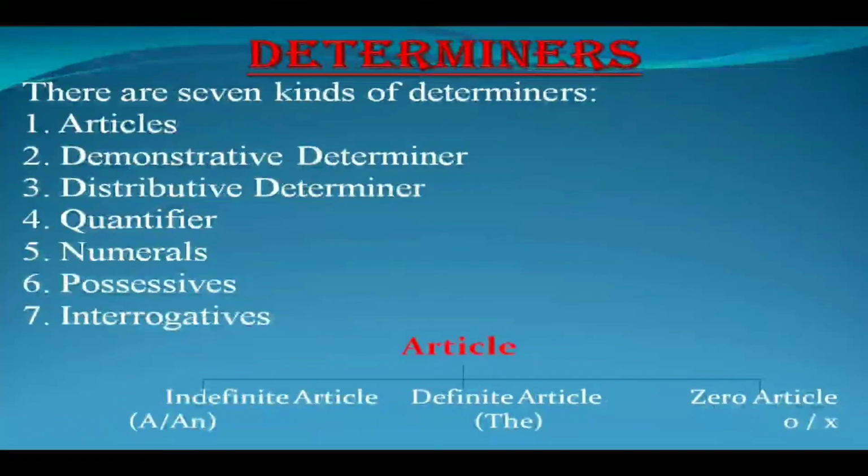Determiners are the words which are used to determine a noun. They are always used before a noun. There are 7 kinds of determiners.